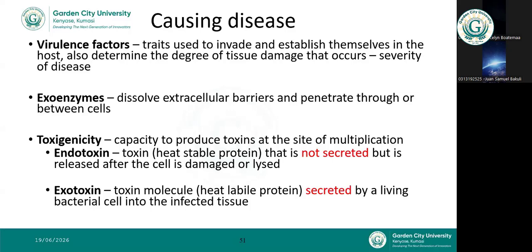So this is not about when they are multiplying and feeding to release metabolic waste. They are producing the toxins to neutralize the defense system, or to penetrate, or because they need more nutrients. So they produce these toxins to lyse cells, to break certain cells.